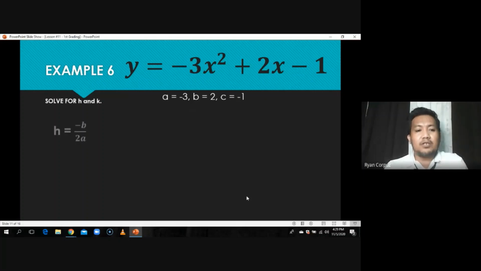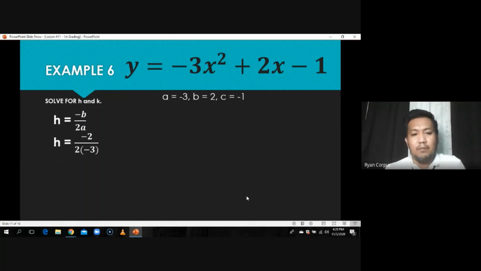Solve for h, we have h is equal to negative b over 2a, so we'll come up with b is 2, so negative 2 over 2 times negative 3. So we'll come up with negative 2 over negative 6, which is equal to 1/3 in simplified form.